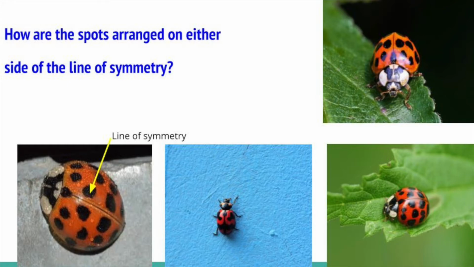Notice the line in the middle of the ladybug's back where the wings come together. This is called the line of symmetry. For each spot on one side of the line, there is a matching spot on the other side. Ladybugs are just one fun example of this two-sided or bilateral symmetry.